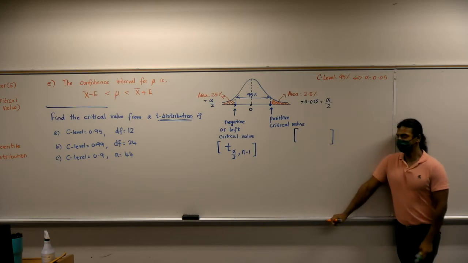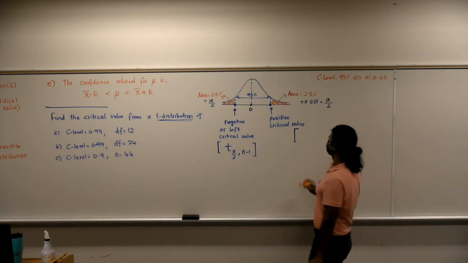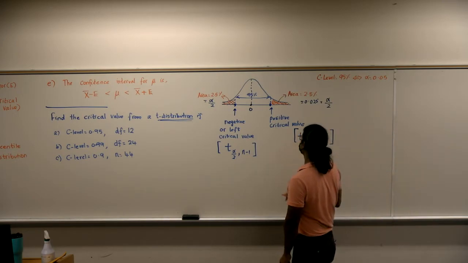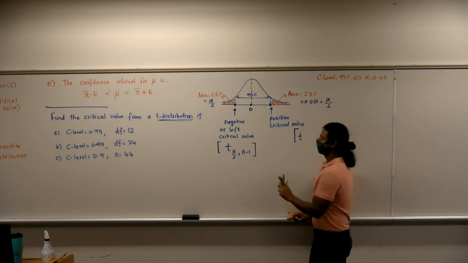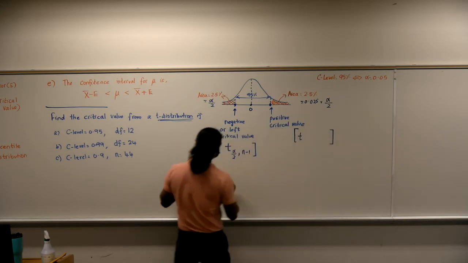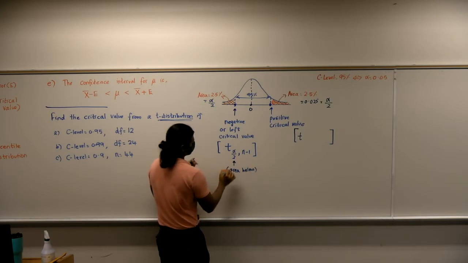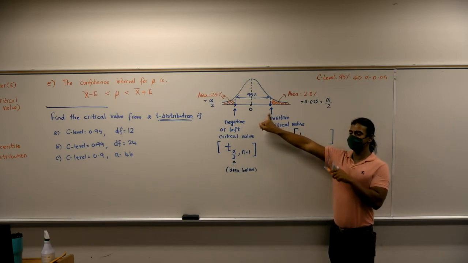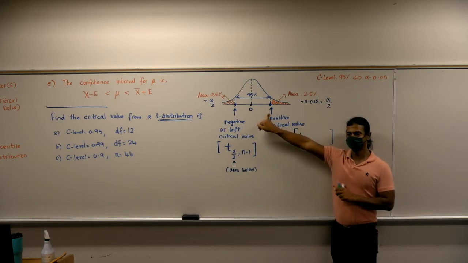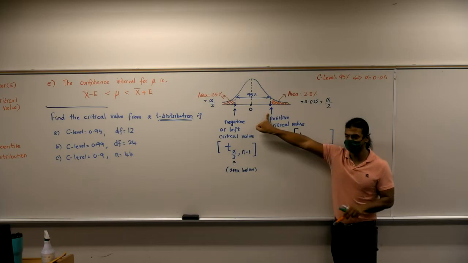What would the notation be on the other side? The same thing, but n+1. Okay, good try. It has to be n-1. That alpha over 2 is the area below the critical value. Keep trying. So what is the area below the positive critical value? The area above is alpha over 2. What is the area below?